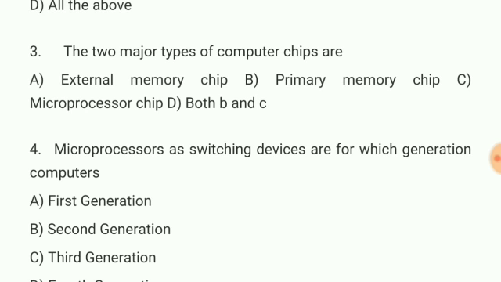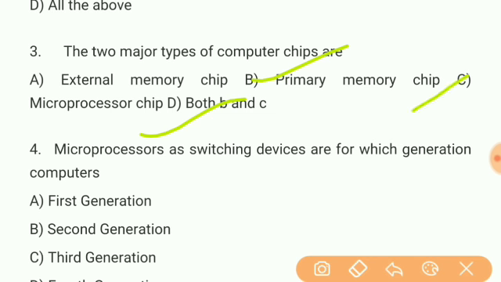Question number 3, the two major types of computer chips are. The two major computer chips are both B and C, meaning primary memory chip and microprocessor chip. These two are correct. So the computer memory chips contain what? Primary memory chip and microprocessor chip. It contains both types of chips, so both B and C will be the correct answer, and D is the correct option.